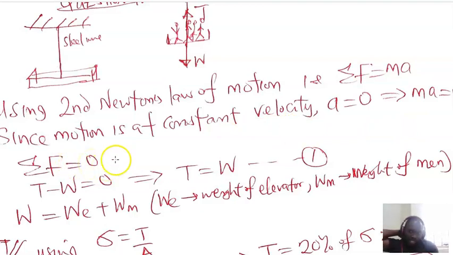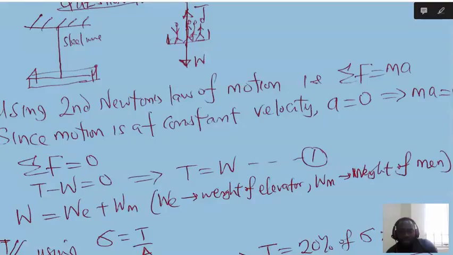But there are only two forces here, which are the tension and the weight of the elevator. If we put that together, T minus W, because T is facing upward direction, which is positive, W is facing downward direction, which is negative. So we have T minus W equals 0, which implies that T equals W. You can label that as equation 1. Now in the same vein, there are two sets of weights involved in this W: the weight of the elevator, which is already given to be 5,200 Newton, and the weight of the men in that elevator.